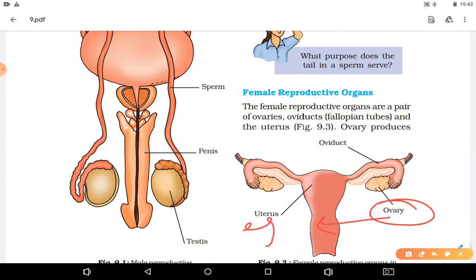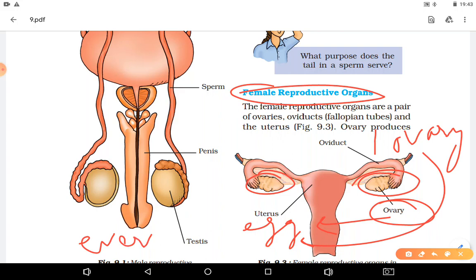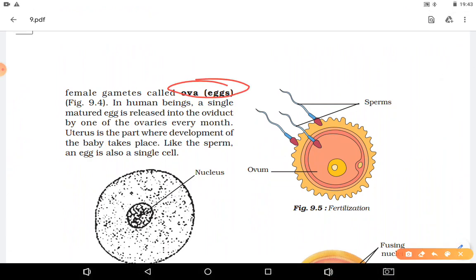the ovary produces the egg. Now one thing important: in females, out of these two ovaries, one ovary produces the egg every month. This is the normal phenomenon. A single mature egg is released into the oviduct by the ovary every month, and the uterus is the part where the development of the baby takes place.